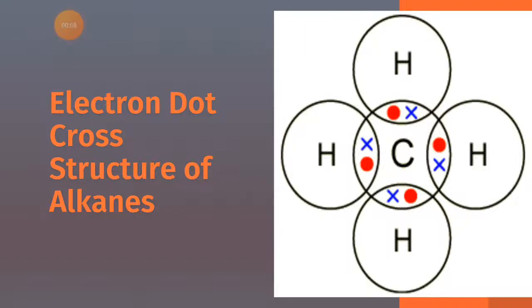We are on chapter 12, that is hydrocarbons, and our topic for today is the electron dot cross structures of alkanes.